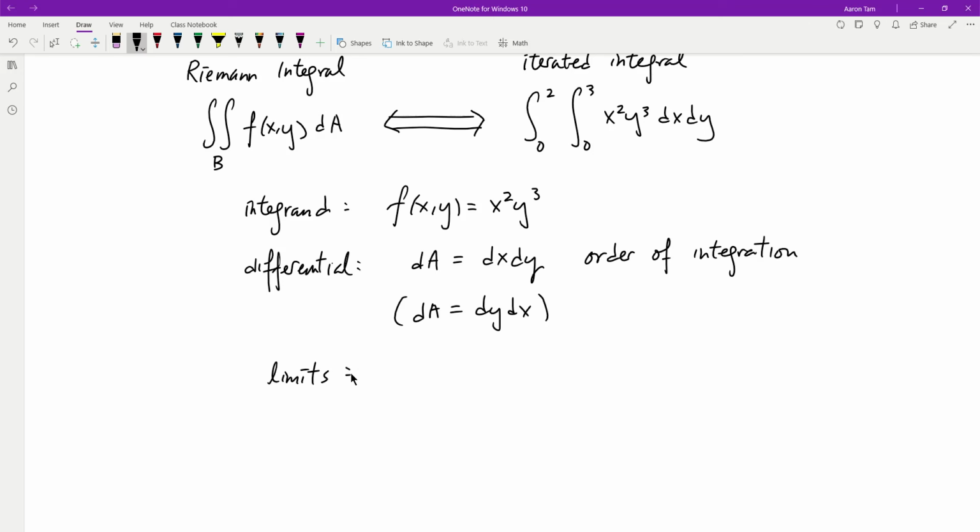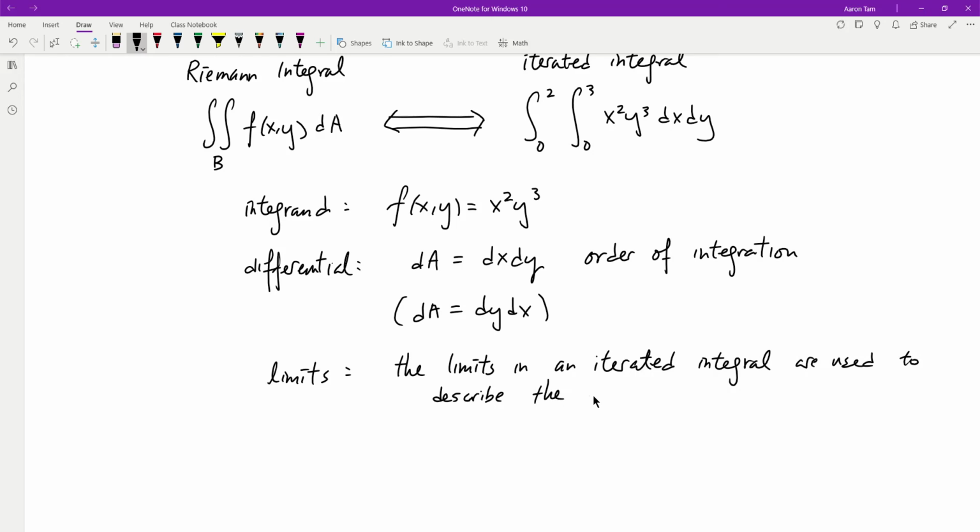So how does the limit work? So here's the important part. The limits in an iterated integral are used to describe the regions of integration, which in this example we call B. So therefore, depending on the way we describe B, it changes the way the limits are, for the most part.